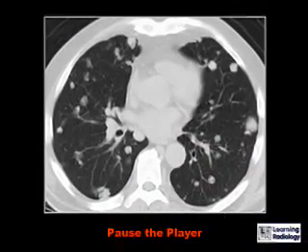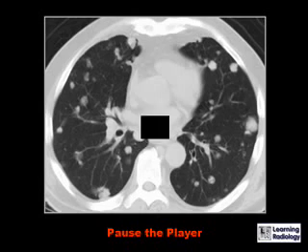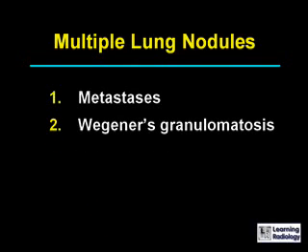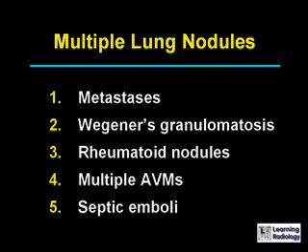This is the next differential. Pause the player. The differential is for multiple lung nodules. There are 5 main causes. Pause the player. The causes for multiple lung nodules include metastases, Wegener's granulomatosis, rheumatoid nodules, multiple AVMs, and septic emboli.